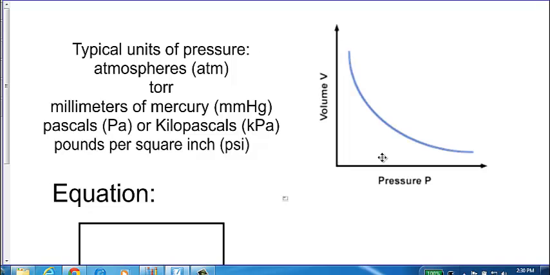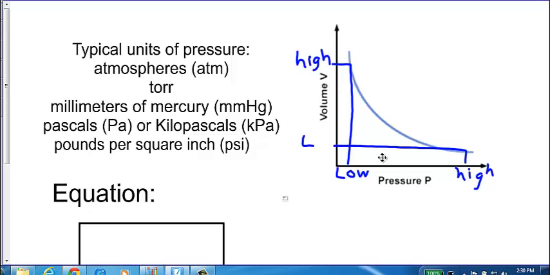And I always like to draw labels on my curve. So this would be like low pressure. When the pressure's low, the volume is high. Okay, when the pressure's high down here, the volume is low. So that will help you get the idea of an inverse relationship.